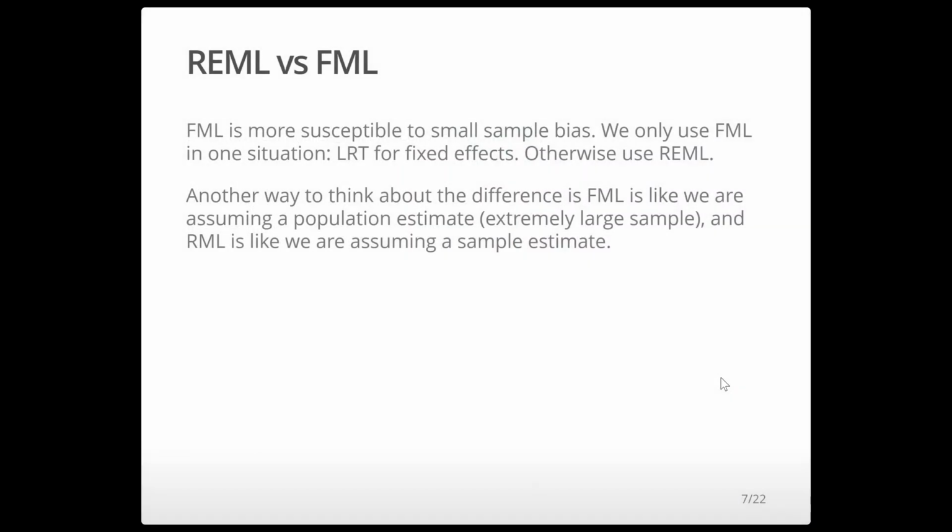The reason for this is that full maximum likelihood is essentially treating your model as if it included all of the population data. There's no penalty for sample size in full maximum likelihood, whereas in restricted maximum likelihood, we do have a penalty for sample size. So restricted maximum likelihood is going to be a little bit less biased in small samples, whereas full maximum likelihood is going to be susceptible to small sample bias.